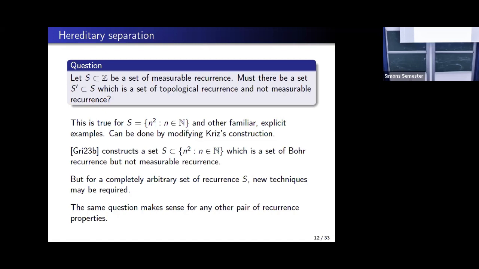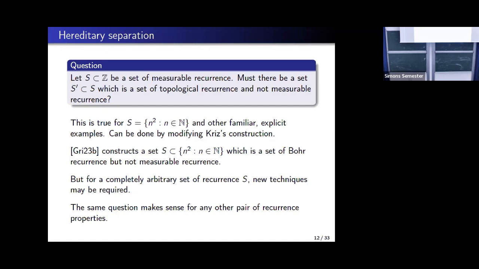But yeah, I already have, as a consequence of a construction answering a more intricate problem of Nikos and Emmanuel and Mate, as a side effect of that construction, I ended up with a subset of the perfect squares which is a set of Bohr recurrence but not measurable recurrence. So that's sort of strong evidence that you can do this.